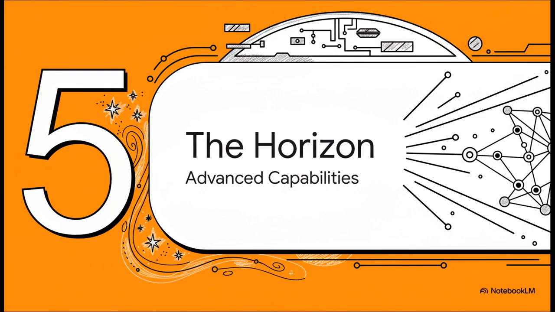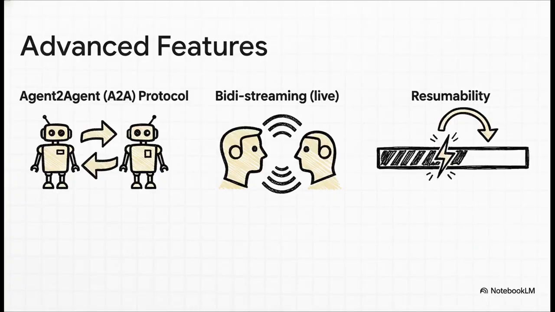So our agent is live, but you know what? The journey doesn't end here. Let's take a look out at the horizon, because there are some advanced features that open up a whole new world of possibilities. And this is where we're really talking about the future. With agent-to-agent communication, you can build a whole team of specialized agents that work together. With BIDI streaming, you can have a real-time voice chat where you can interrupt the agent, just like a normal conversation. And with resumability, if a super long task gets interrupted, no big deal. The agent just picks up right where it left off. How cool is that?